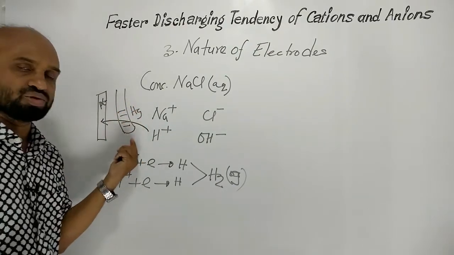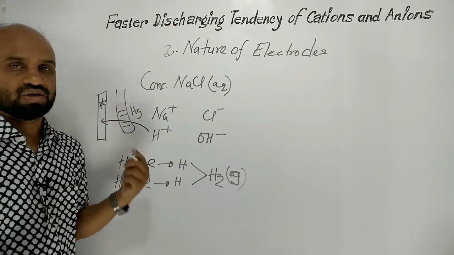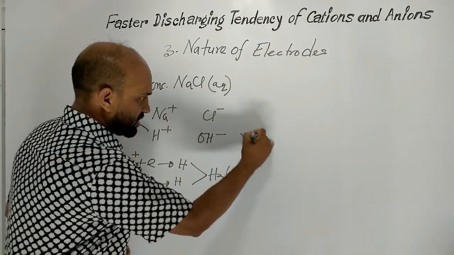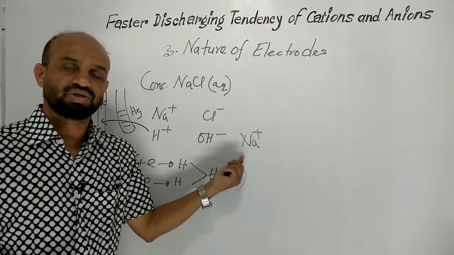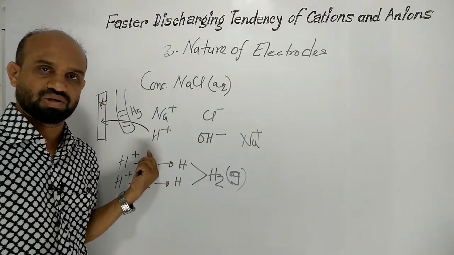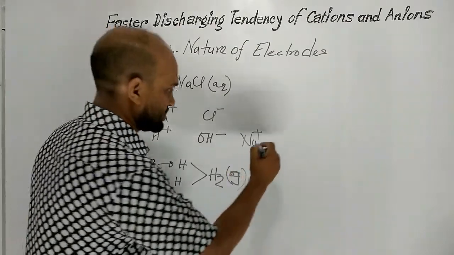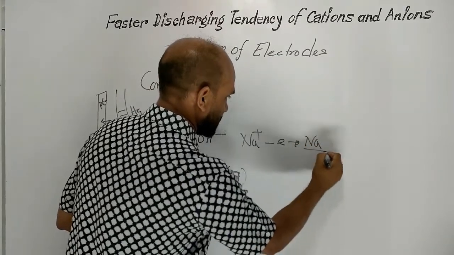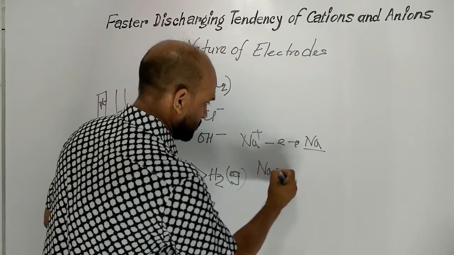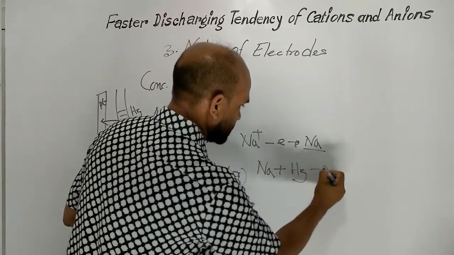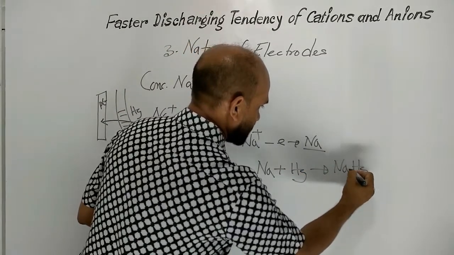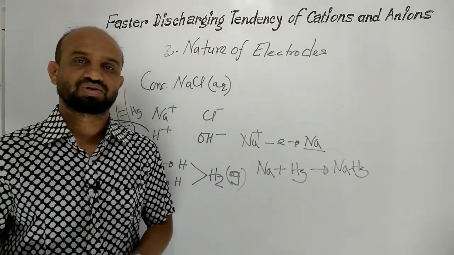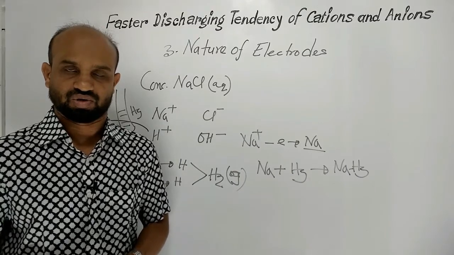But when mercury electrode is used, then what happens? When mercury electrode is used, then sodium ion has greater tendency to mix with mercury to form alloy, and there it will receive electron and form sodium atom. This sodium atom combines with mercury to form sodium mercury alloy. So discharging tendency depends on nature of electrodes as well.